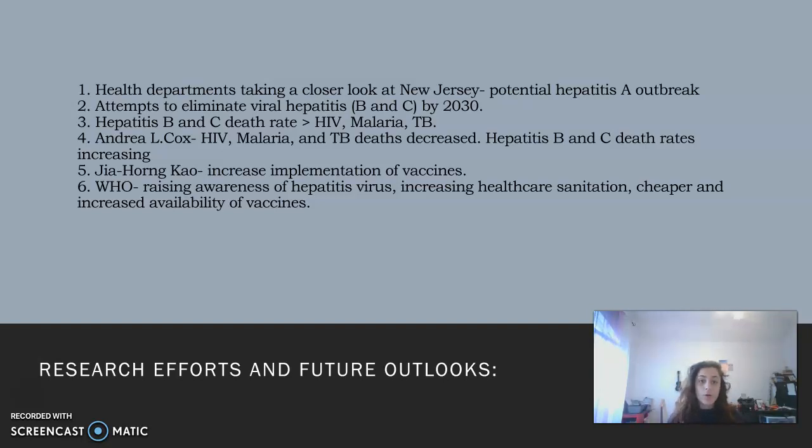And then Jia Cao is trying to increase implementation of hepatitis B vaccines, especially for pregnant mothers in their second and third trimesters. And finally, WHO is trying to raise awareness of hepatitis virus, increasing healthcare sanitation, increasing availability of vaccines, and making vaccines cheaper for everyone to get.